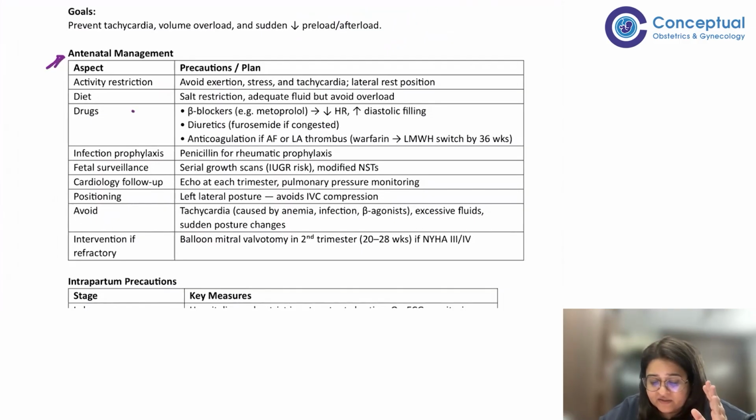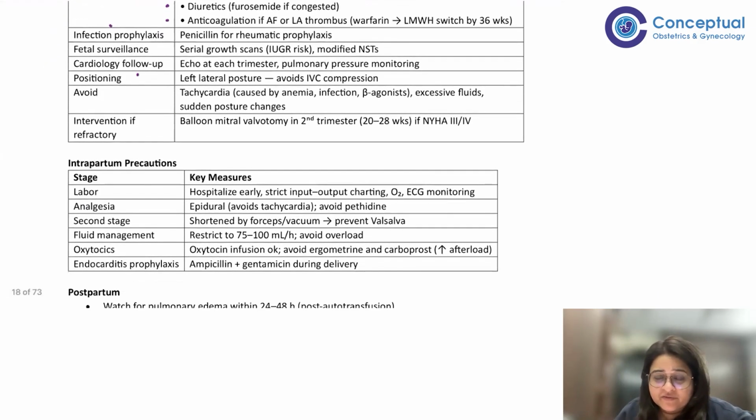Drugs, if she's taking beta blockers, will help in reducing the heart rate. Diuretics for heart failure, anticoagulation. If she's on, what is she on? That has to be checked. Then infection prophylaxis, rheumatic prophylaxis, then fetal surveillance, look for IUGR, preterm labor, she's at risk, cardiology workup depending on the WHO or NYHA grade she's in, positioning advise that to be in the left lateral rather than the supine position, avoid anemia, avoid infections, avoid sudden postural changes, avoid excessive fluids, and cardiology intervention if required.